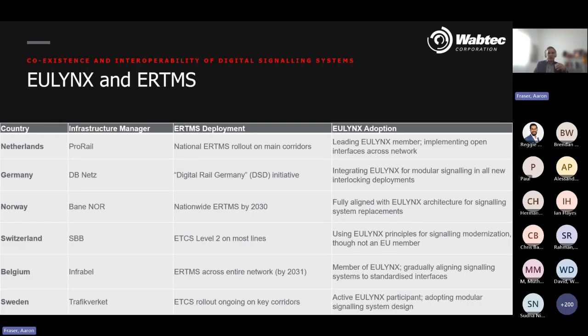So again, ULINKS is not currently mandated by EU law. It is a voluntary industry-led initiative to standardize signalling interfaces and promote modular, interchangeable, and interoperable systems.